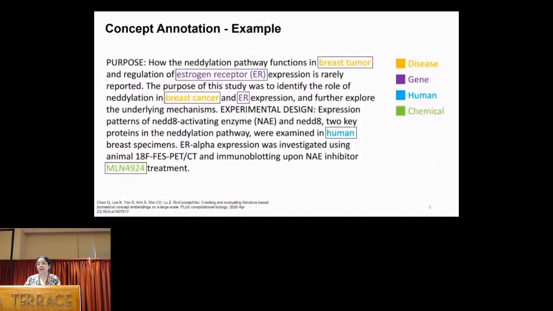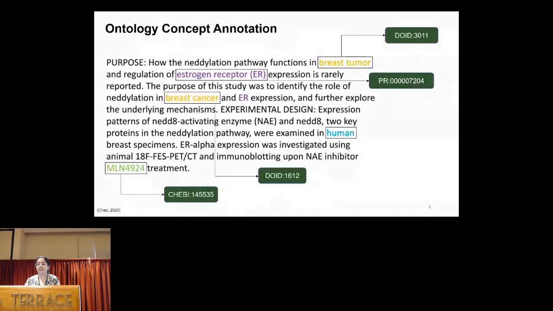And as an example of concept annotation, this is an abstract from a paper on concept embeddings that used PubTator data to annotate the disease, gene, organism, and chemicals in this particular text. When we talk about ontology concept annotation, what we want to do is map these entities specifically to biomedical ontologies that we're looking for. So in this case, the Bio-Ontology, the disease ontology, or the protein ontology.